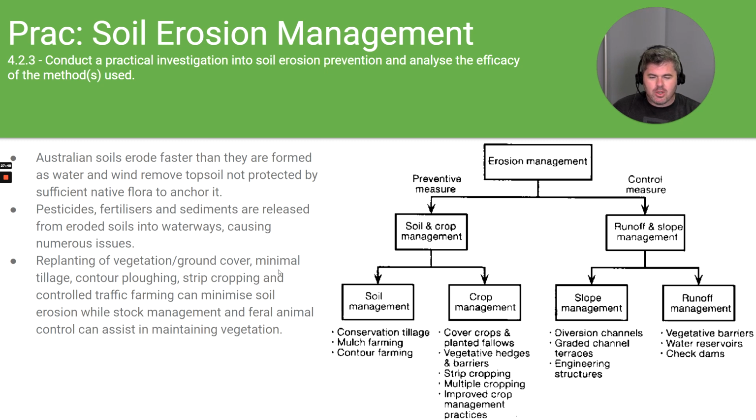Replanting of vegetation and ground cover, minimal tillage, contour ploughing, strip cropping, and controlled traffic farming can minimize soil erosion, while stock management and feral animal control can assist in maintaining vegetation. Alright, so some of these terms are quite agricultural and I'll do my best to interpret them.